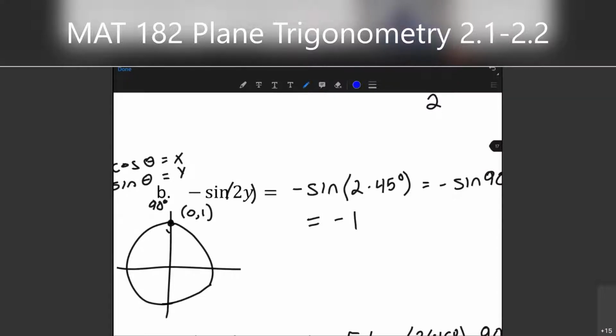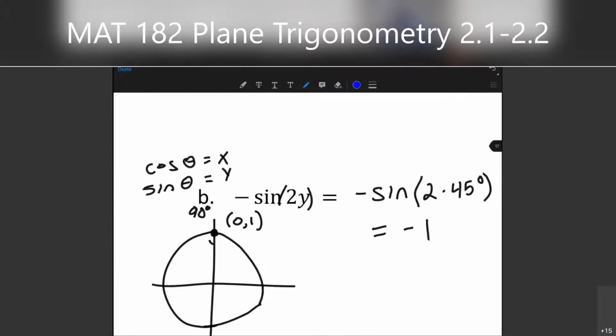So the cosine of an angle is always represented by the x-coordinate, and the sine is always the y-coordinate. And so in our unit circle, when we reference 90 degrees, that point up at the top is always going to be (0, 1), meaning that the sine of 90 is 1, and the cosine of 90 would be 0.